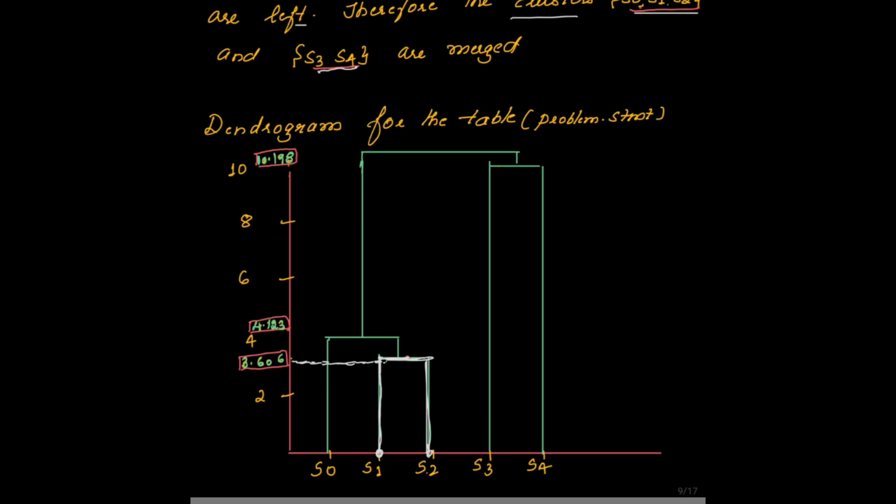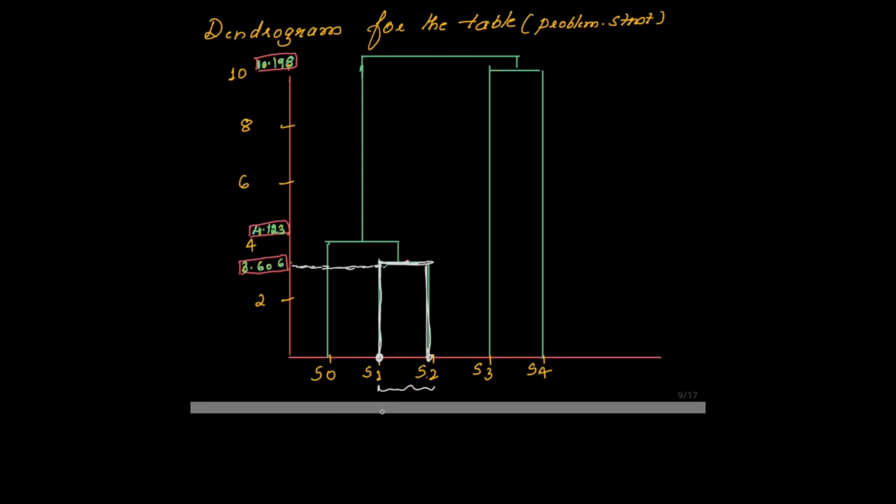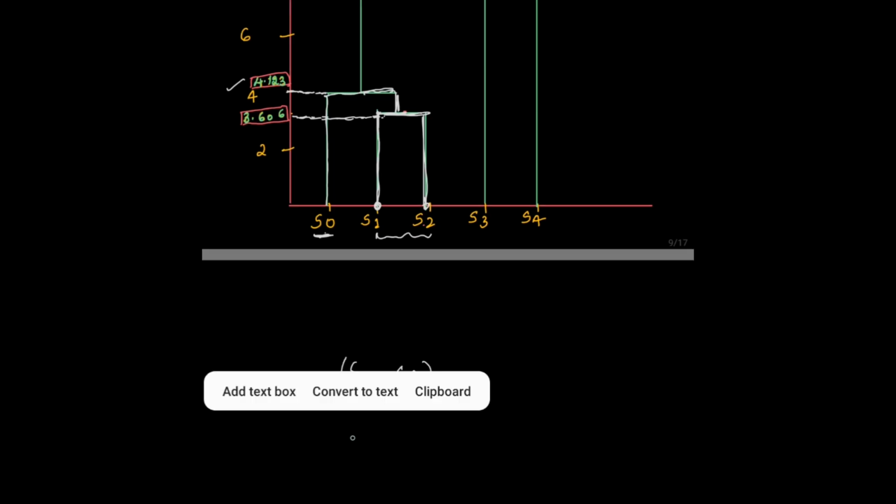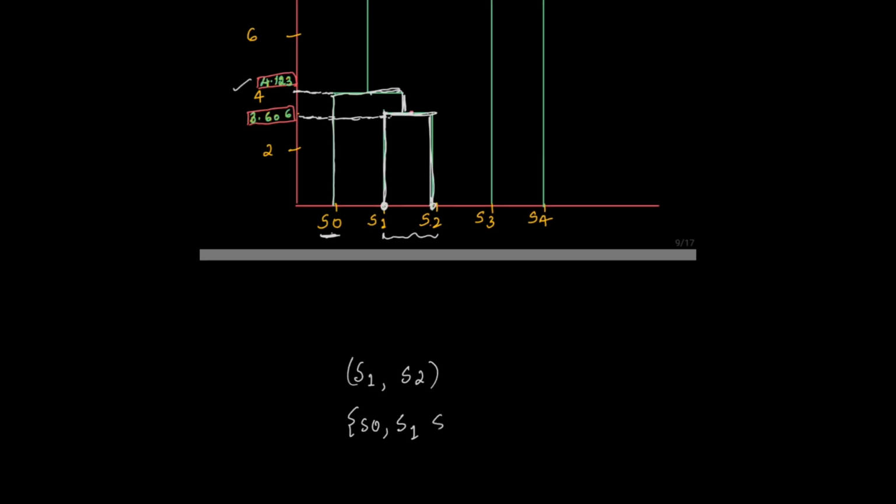Next, S1 and S2 became one cluster and S0 is in another. To compute the distance between S0 and S1, S2, you got the value as 4.123. So now S0 is also getting merged with the previous cluster. The previous cluster has two data points. So this height is how much? 4.123. Initially it was only S1, S2. Now S0 joined, so it became S0, S1 and S2.